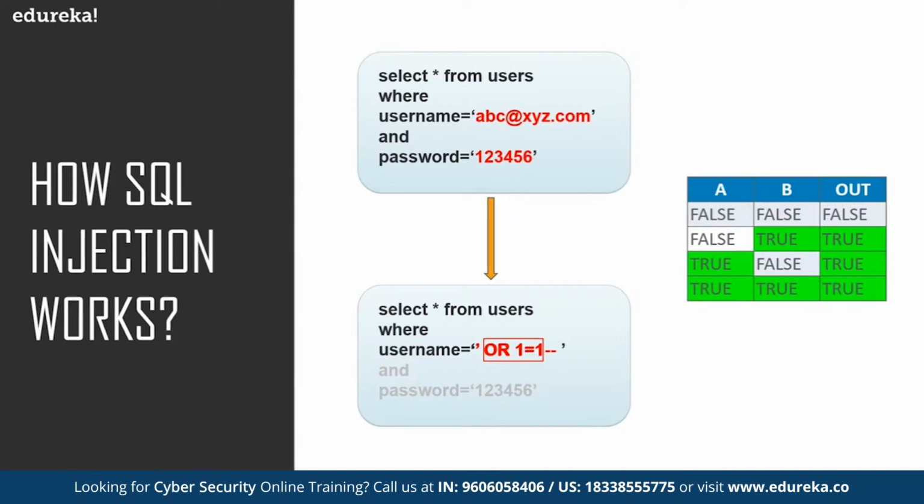Now let me just highlight that particular part for you and explain how this malicious string actually works. The input is: inverted comma, space, OR, space, 1 equal to 1.